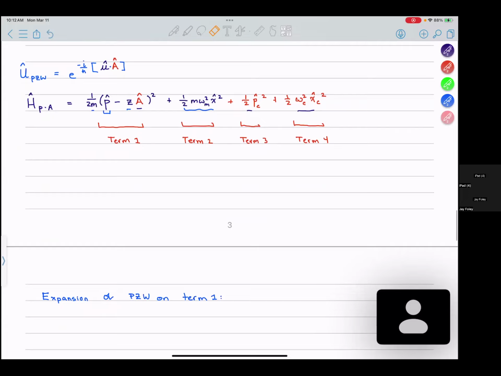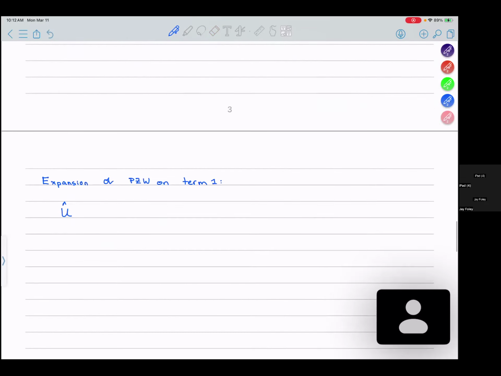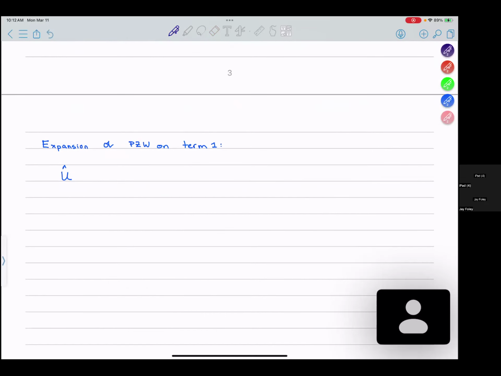Now, here's what we're going to do: we're going to write this transformation on term one in the following way. So I'm going to have U hat multiplied by 1 over 2m, p hat minus z a hat, squared, U dagger. Okay.